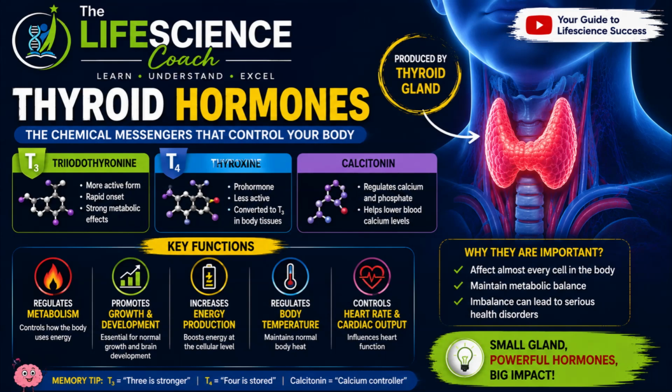In addition to T3 and T4, the thyroid gland also produces calcitonin, a hormone involved in calcium regulation. Calcitonin helps lower blood calcium levels by promoting calcium deposition in bones. The major functions of thyroid hormones include regulating metabolism, increasing energy production, supporting growth and development, maintaining normal body temperature, and influencing heart rate and cardiac function. Because thyroid hormones affect almost every cell in the body, any imbalance in their levels can lead to significant health problems. Low hormone levels result in hyperthyroidism, while excessive levels cause hypothyroidism.